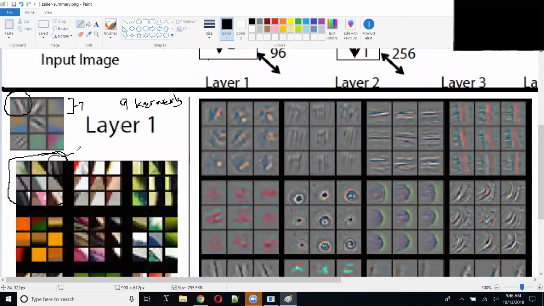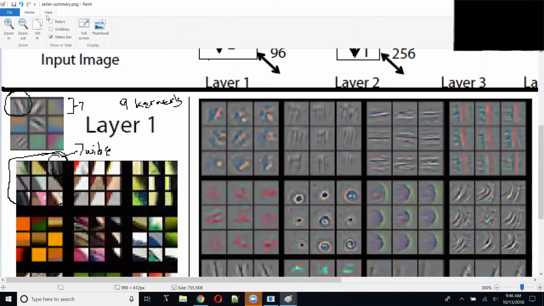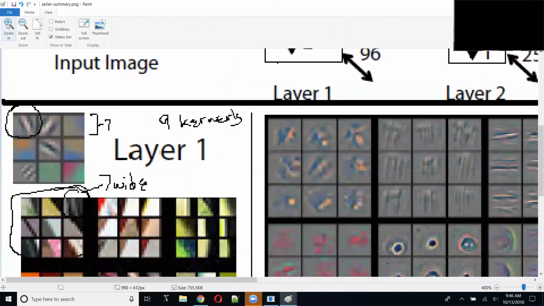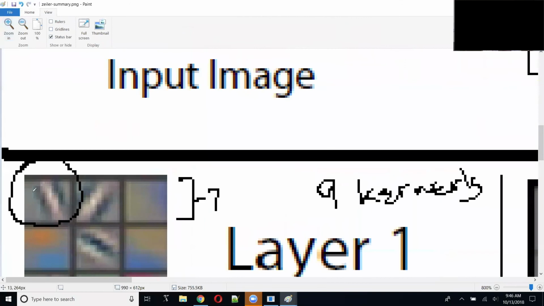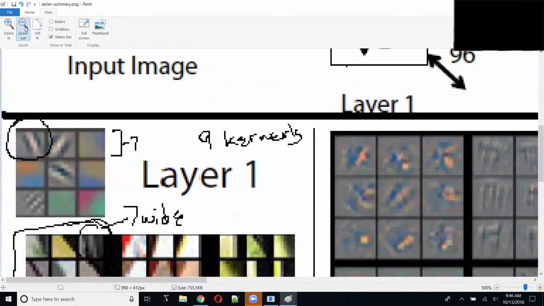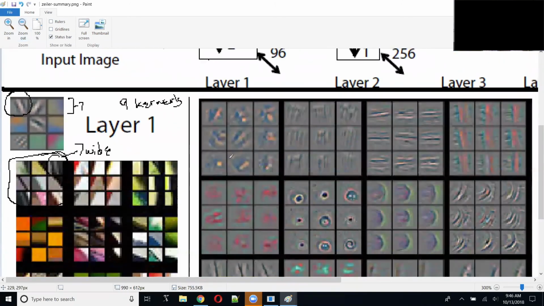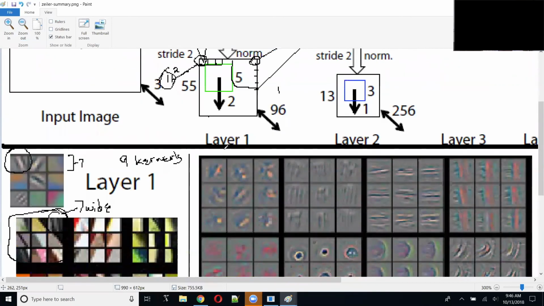This guy here is 7 wide, right? What I did was I zoomed in and counted those pixels. If you take the original paper, zoom in and count those pixels, it's 7 pixels. Go back to the original paper and do that, is what I would suggest. So that's layer 1, that's easy. Now layer 2, what we're looking at here.